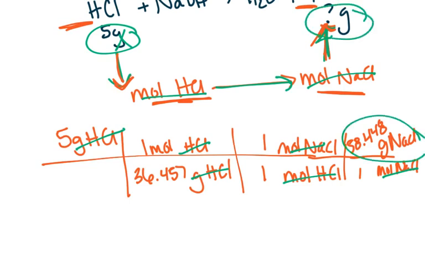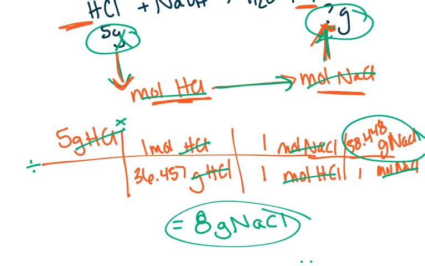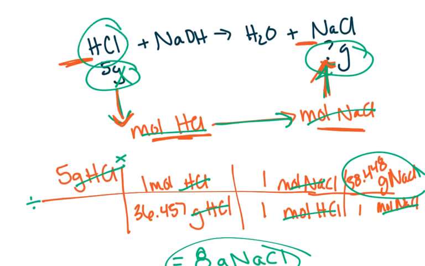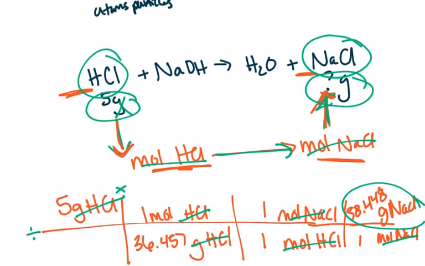So if I put all that into the calculator, I have 5 divided by 36.457 and then times 58.448. Remember, if you go below this line, you divide. If you cross one of these lines, you multiply. And I only had 1 sig fig, so my answer is 8.01. So my answer is going to be 8 grams of NaCl. What that means is given 5 grams of this, I can make 8 grams of this. So that's why we do those conversions, so that we can predict how much product we're supposed to get.